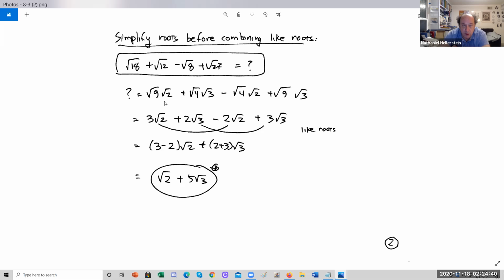Now, root 9 is 3, so this is 3 root 2. Root 4 is 2, so this is 2 root 3. Root 4 is 2, so this is 2 root 2, or minus 2 root 2. Root 9 is 3, so this is 3 root 3. Now, here are two like roots: 3 root 2 minus 2 root 2. 3 minus 2, root 2 makes a root 2. 2 root 3 plus 3 root 3 are like roots, so it's 2 plus 3, root 3, 5 root 3. So the end result: root 2 plus 5 root 3.